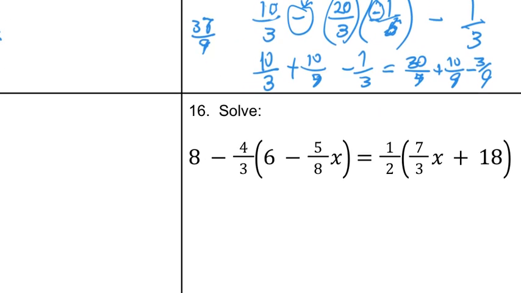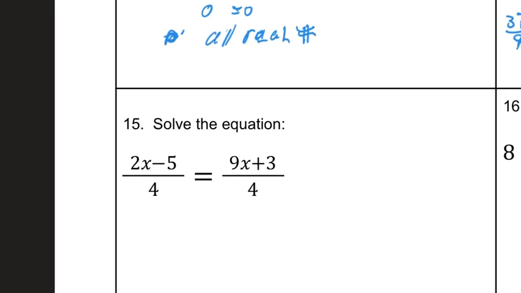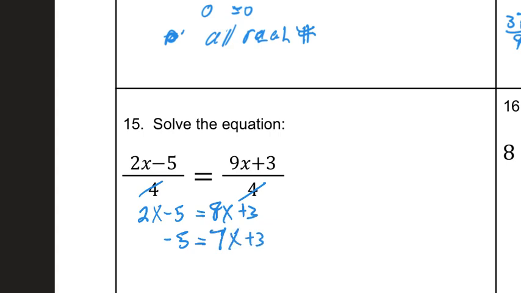Okay. Let's see some other ones. This one we did in class. Remember that if the bottoms are the same, the tops have got to be the same. Get rid of the smallest x's. 7x, okay, subtract the 3. X equals negative 8/7.